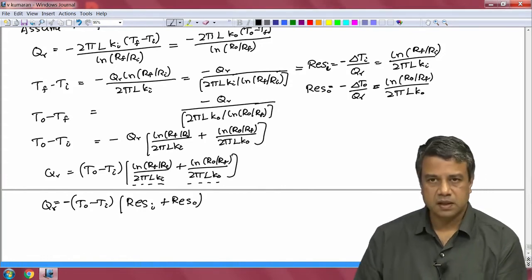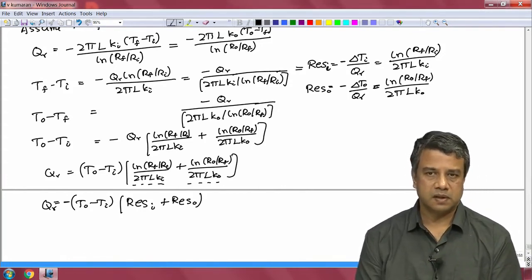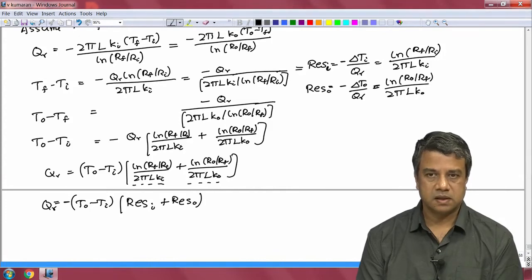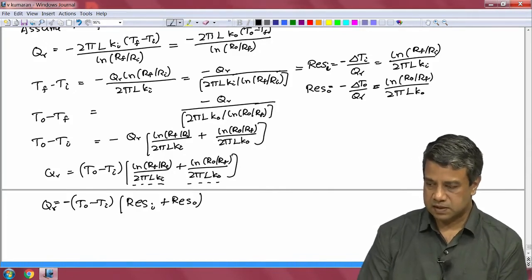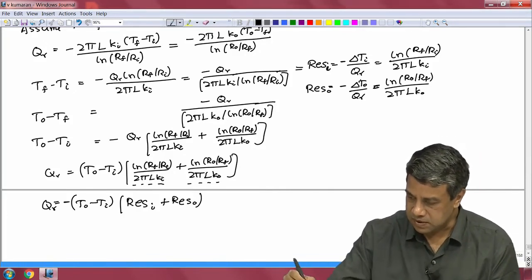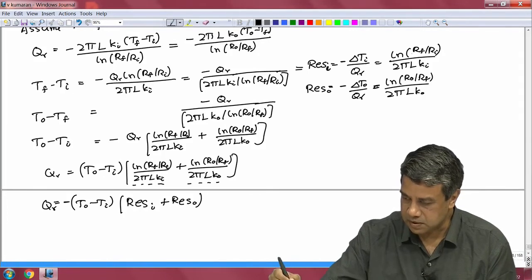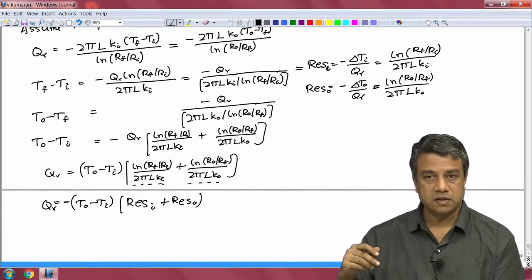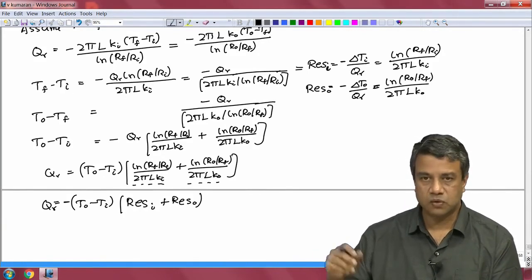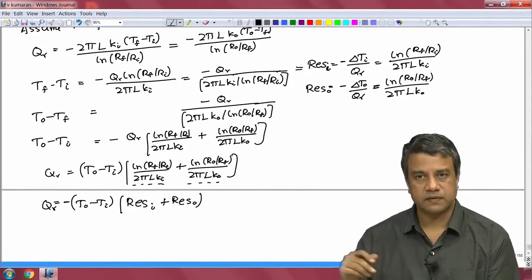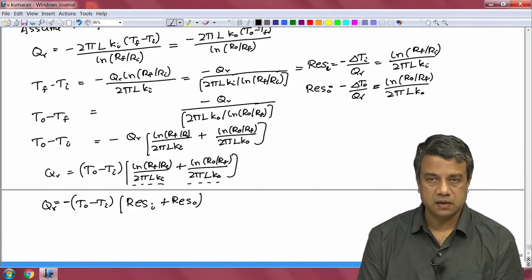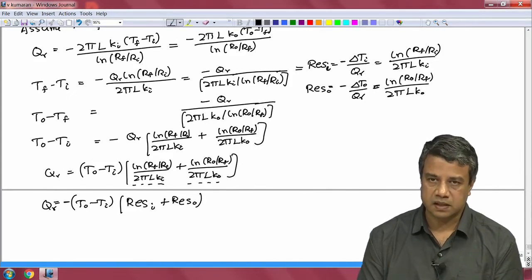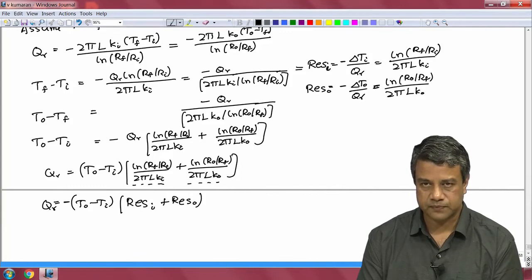Similarly, if you had multiple annular layers of different thicknesses, all you have to do to find out the total flux is to add up all of the resistances. Each resistance, which is equal to delta T by Q, is the log of the ratio of the outer and inner radii divided by 2 pi L times the conductivity. So, this is the analog of the resistance formulation for heat transfer in a cylindrical coordinate system.